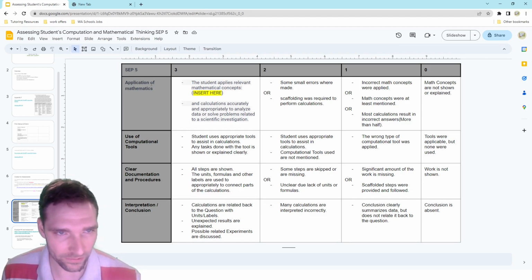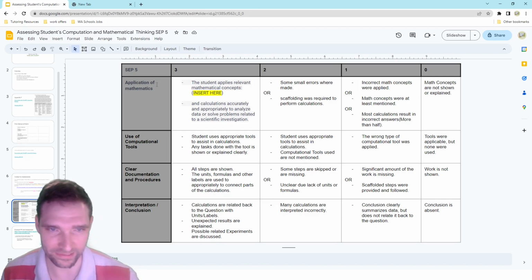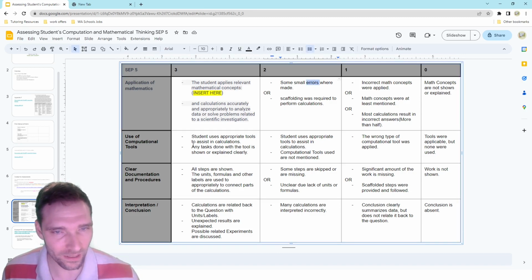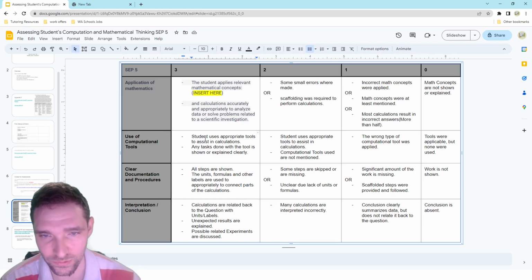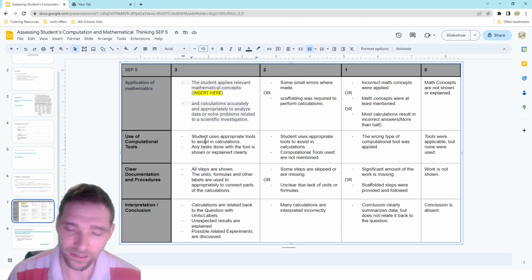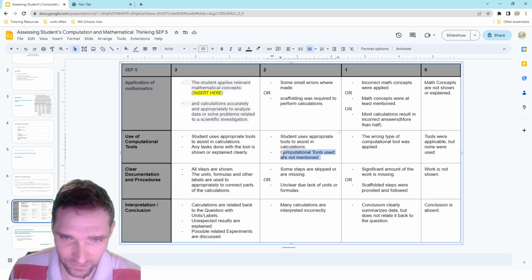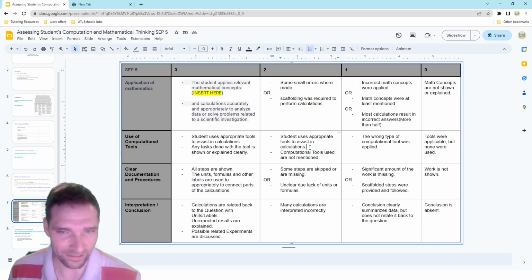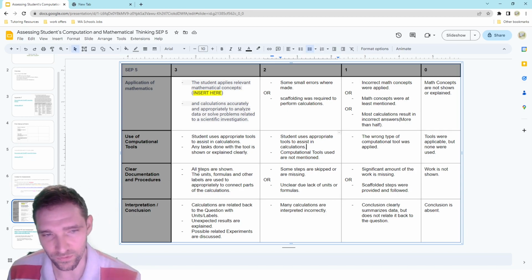There are four categories. First, the application of the math. That's them actually doing the math correctly, which is why errors would lose points there. Then there's using the computational tool. Maybe they used the right tool, but they didn't tell you what tool was used. So if they're using a calculator, they should tell you which calculator was being used, right? And then there should be some sort of clear documentation.